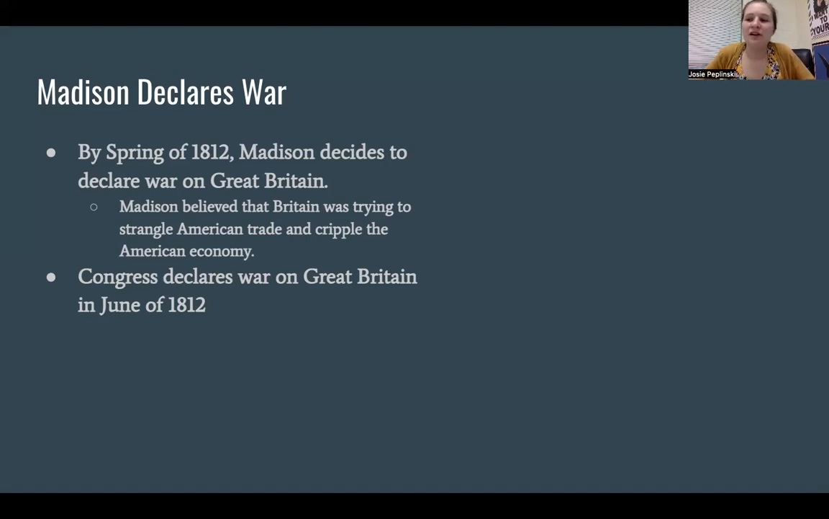They did declare war. So if you have a printout of the guide notes for today, this section is titled Monroe Declares War. That's not correct. This is about Madison. Madison declares war. Monroe is going to be the president in tomorrow's lesson. Today, President Madison is the president.